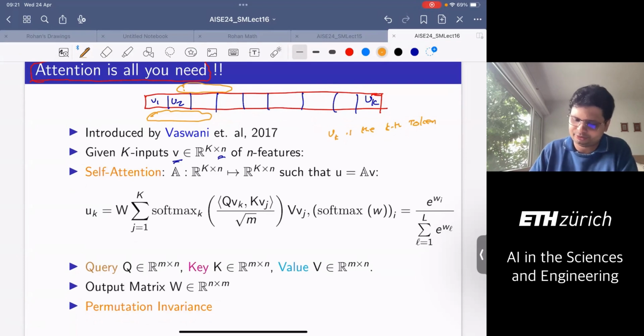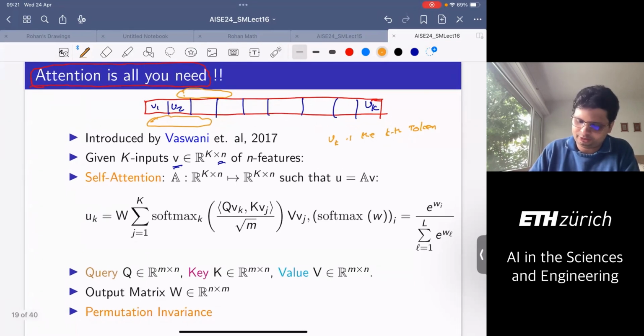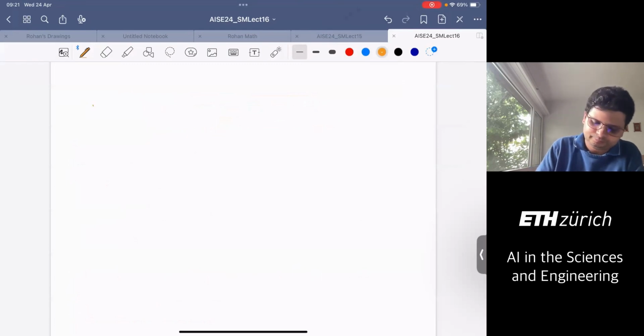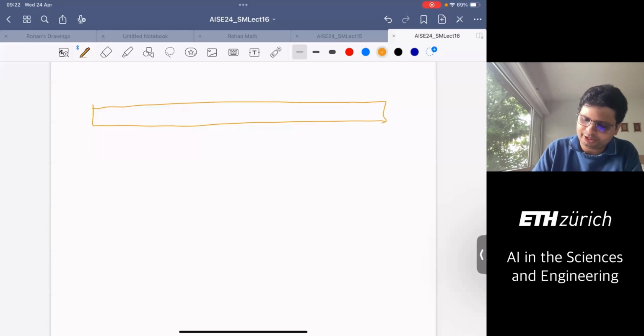And maybe the best is to explain what goes on. Perhaps I need to explain it on a piece of paper. So remember what we are doing now. So these are your tokens. So you have V1, V2, V3, V4, V5, V6, and so on.